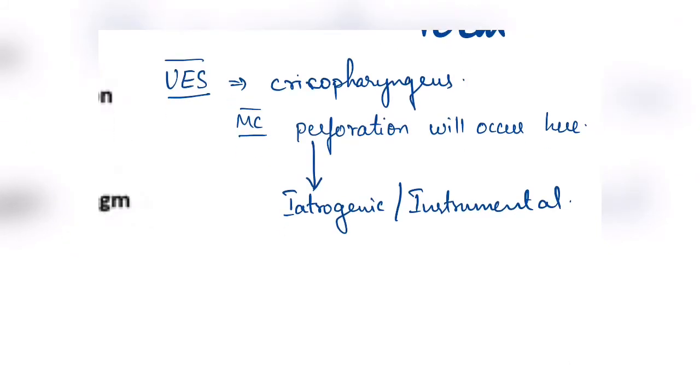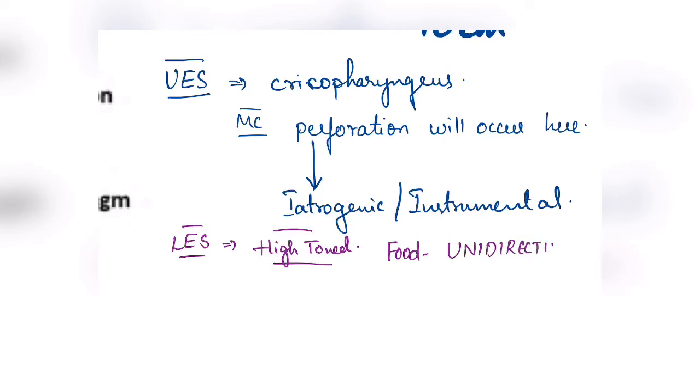And what are the points regarding the lower esophageal sphincter? The lower esophageal sphincter is usually high-toned because it has a high-tone muscle. The importance of this high-tone muscle is that the passage of food occurs in a unidirectional manner. So what happens if this muscle loses its tone? When the tone is decreased in the lower esophageal sphincter, the food may also travel in 2 ways.